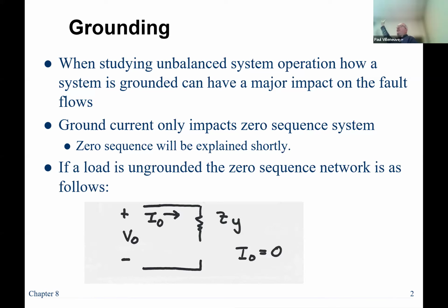Especially for the first fault, and these systems are only talking about the unbalance at one location, so we don't have multiple faults. We just have a single fault. And so whether a system is grounded or not tells me, will ground fault current flow? Now, based on that, would you think grounding a system is good or bad?